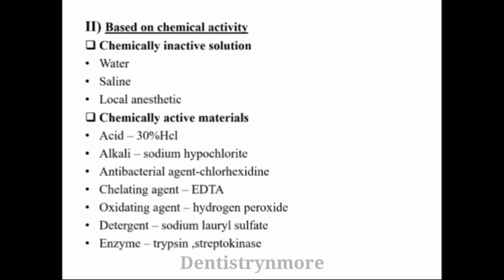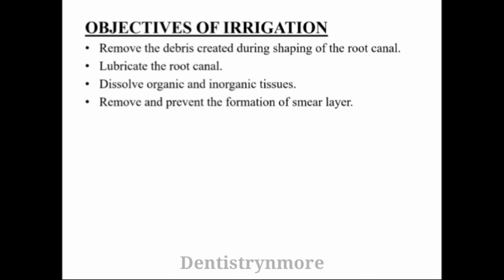Based on chemical activity, there are chemically inactive solutions and also chemically active materials. Inactive includes water, saline, and local anesthetic, and the active materials are acid, alkaline, antibacterial agent, chelating agent, oxidizing agent, detergents, and enzymes like trypsin and streptokinase. Next one is objectives of irrigation, that is used to remove the debris that is created during shaping of the root canal, lubricate the root canal, dissolve organic and inorganic tissues, and remove and prevent the formation of the smear layer.